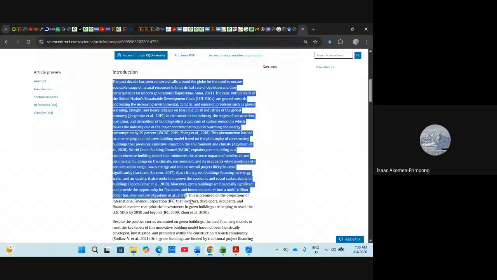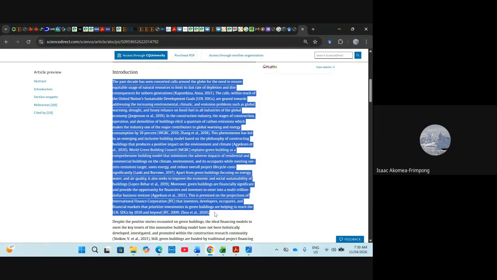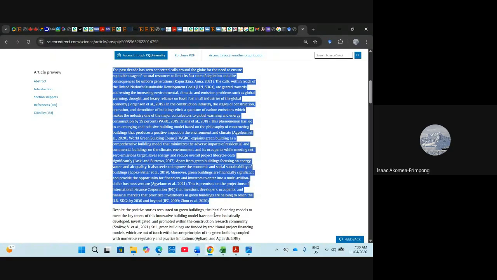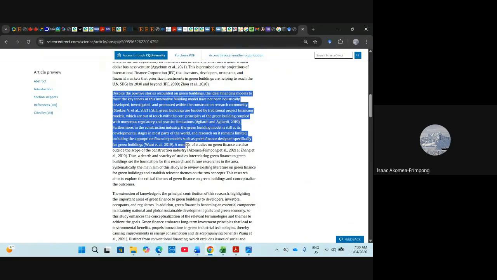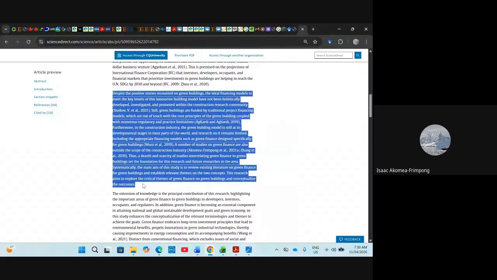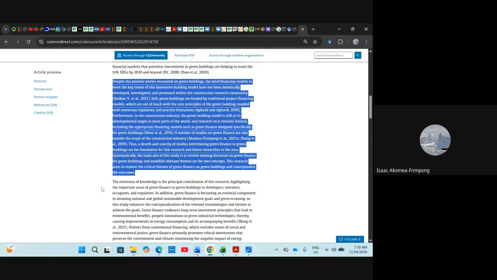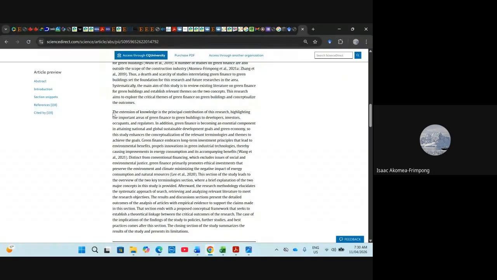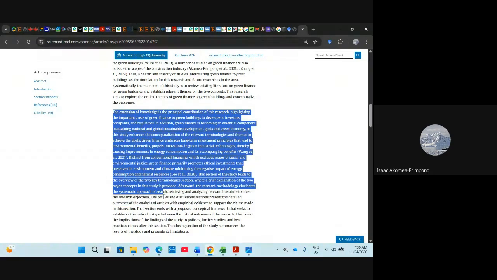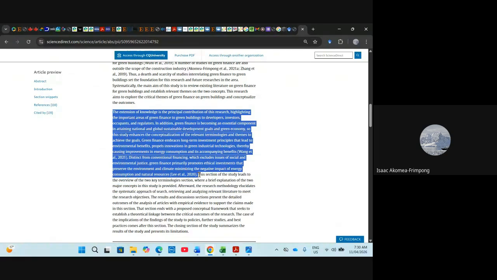So this is the background. I gave a background, what green finance is about, what green buildings is about. I explained everything and the motivation, rationale behind the green finance, green buildings. And then from there, I came to the problem statement, gave the gaps. And then I stated my goal, gave a justification, and then I ended with a summary. So that's it. Thank you.